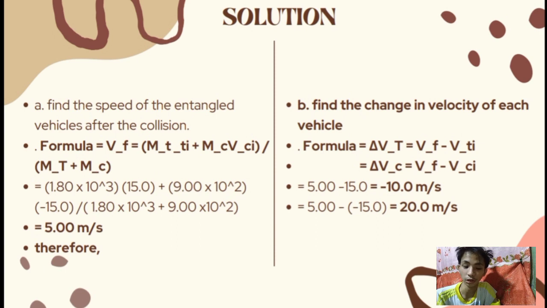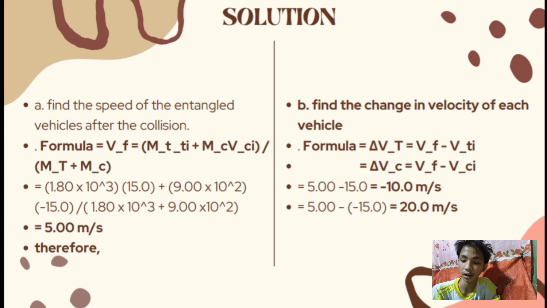Ang ginamit kong formula doon is final velocity is equivalent to the mass of truck multiplied by the velocity of truck initial plus the mass of compact car multiplied by the velocity of compact car, over the mass of truck plus mass of car. So ngayon, substitution into the numbers. So 1.80 times 10^3 multiplied by 15 plus 9 times 10^2 multiplied by negative 15, over 1.80 times 10^3 plus 9 times 10^2, equals 5 meters per second.